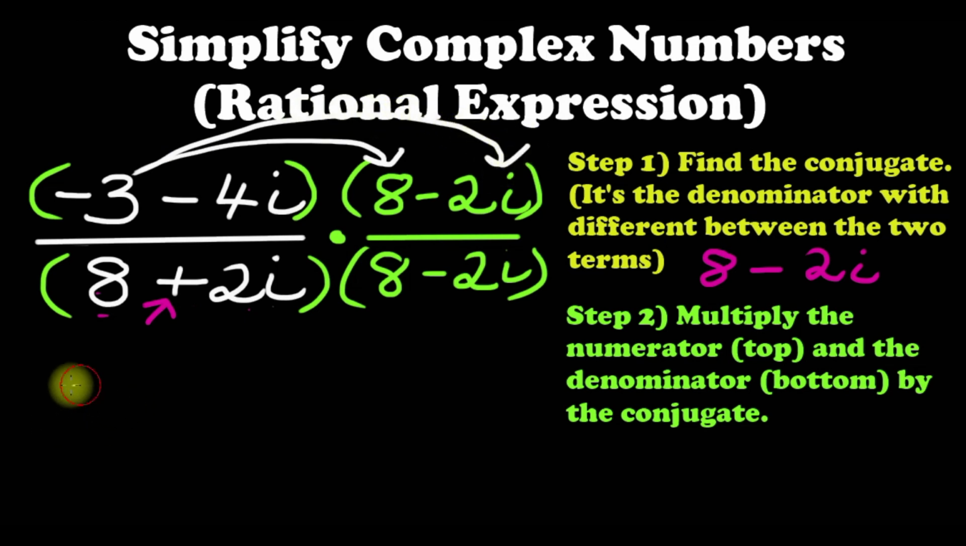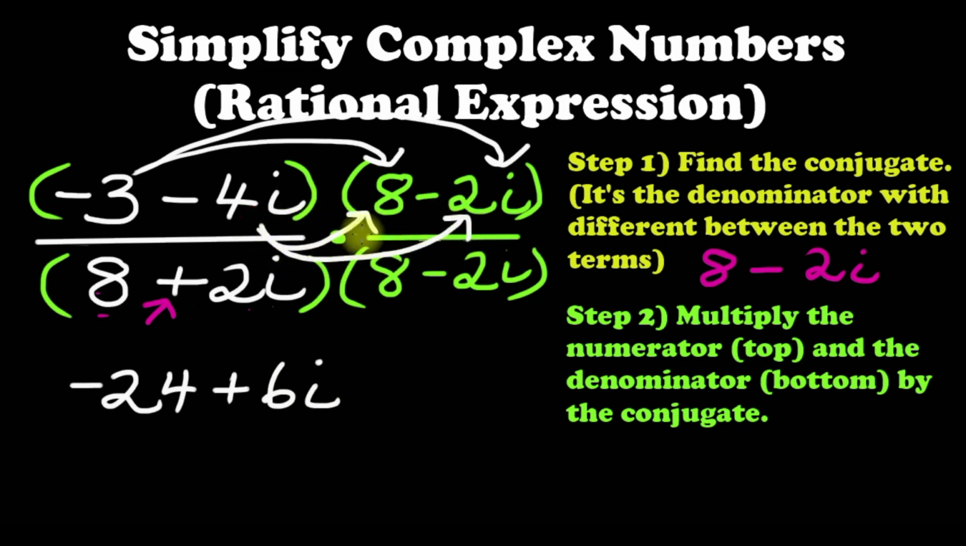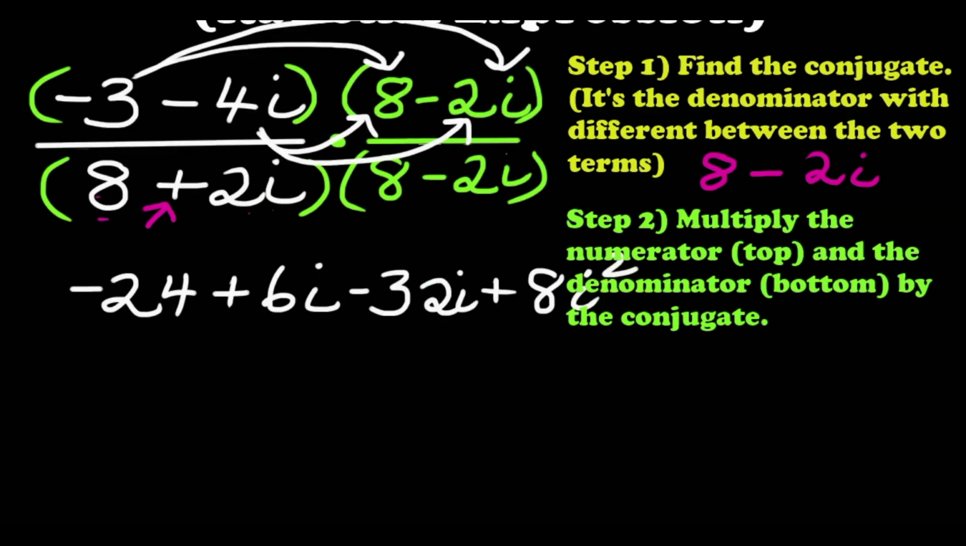So first thing we have to do here for the numerator is distribute the negative 3. So when we do that, we get negative 24 and then plus 6i. And then you're going to do the same thing with the negative 4i. Negative 4i times 8 and then negative 4i times negative 2i squared. So it's going to give you negative 32i and then plus 8i squared. Okay, so that is your numerator. We're going to come back and simplify it after we multiply the numerator and the denominator.